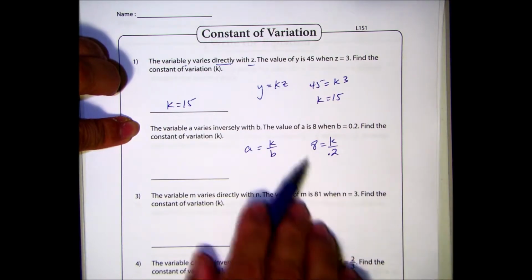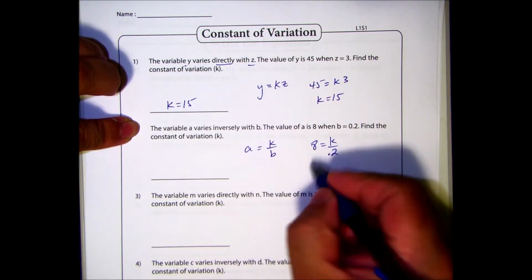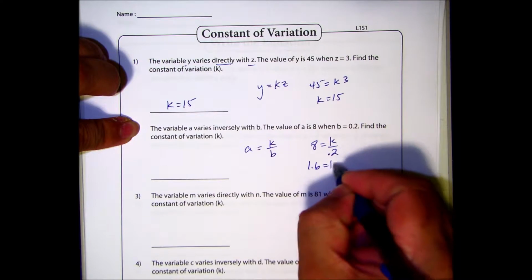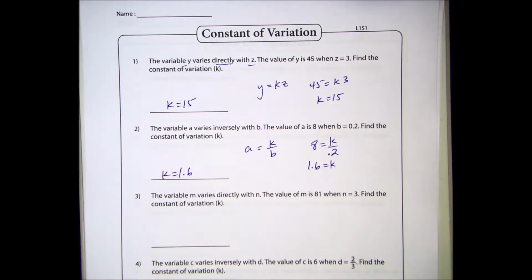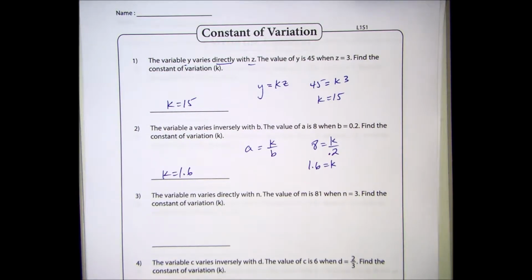Solve this for k. That means you're going to multiply 8 times 0.2, making it 1.6. So that's what the k is, 1.6. That is the constant of variation. All the rest of the problems work basically the same way. That's the constant of variation.